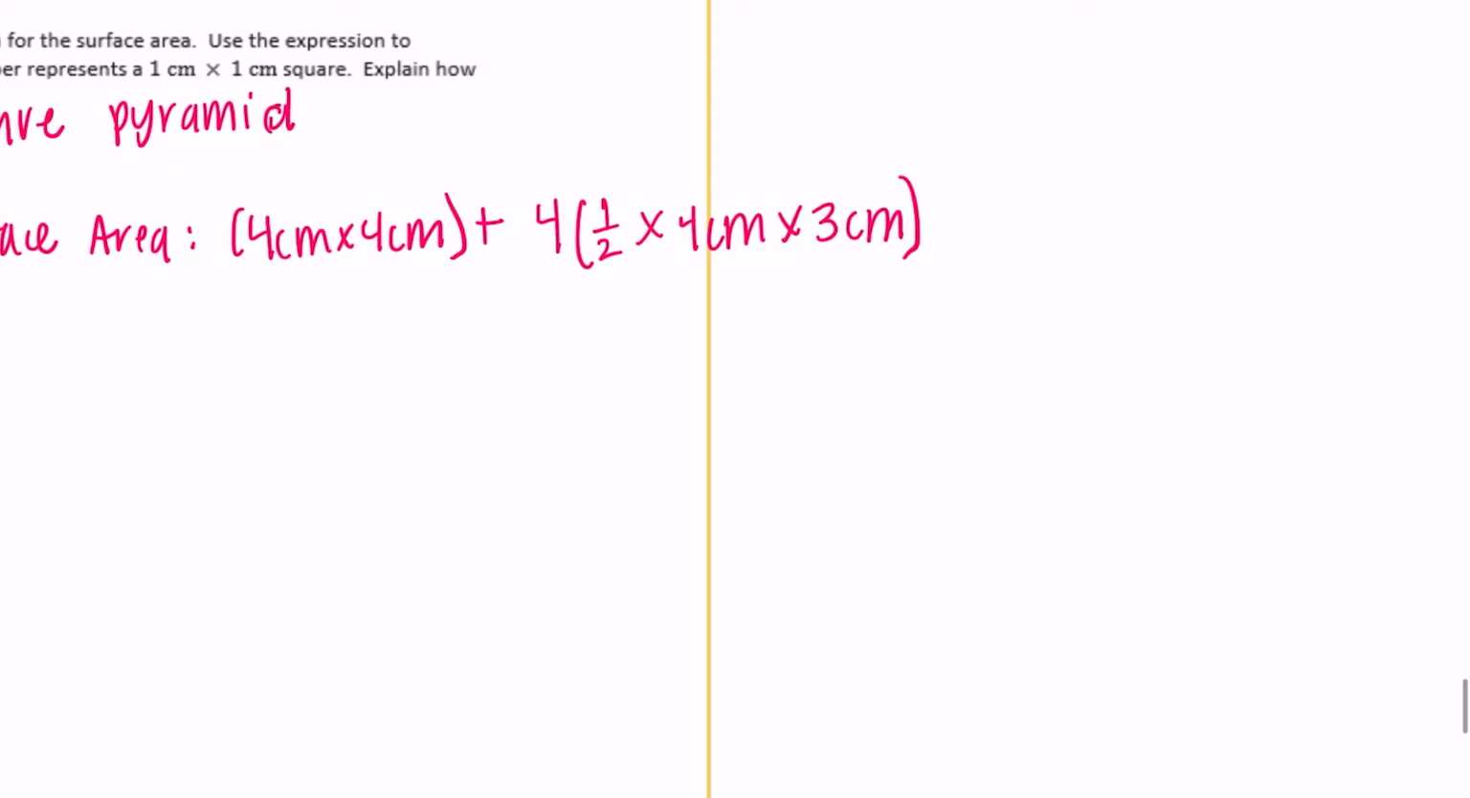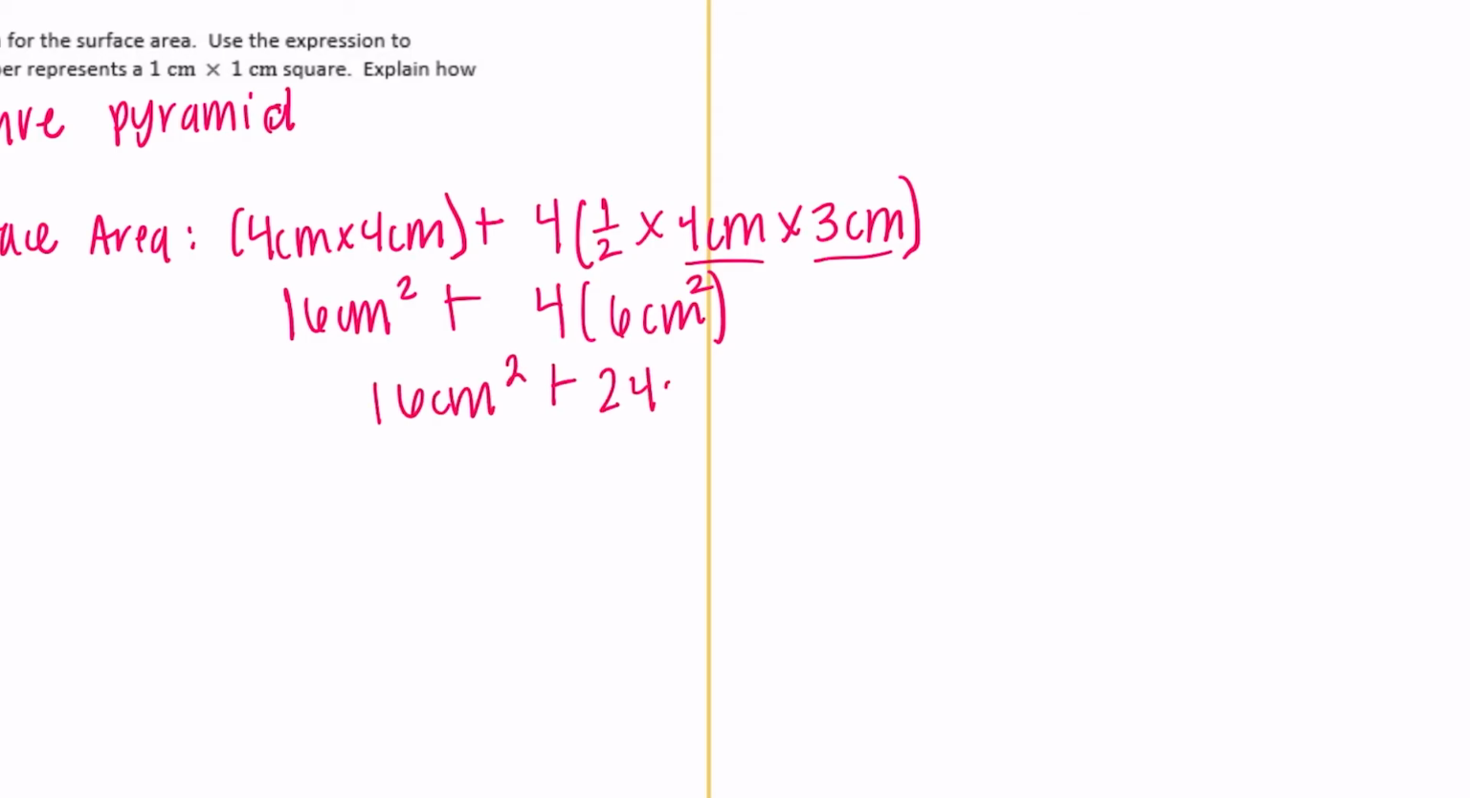So then we can go ahead and solve that. So 4 centimeters times 4 centimeters would be 16 centimeters squared, plus, let's do 4 times 3 is 12, and then half of that would be 6, so 4 times 6 centimeters squared. 16 centimeters squared plus 24 centimeters squared would give us 40 centimeters squared. So the surface area is equal to 40 centimeters squared.